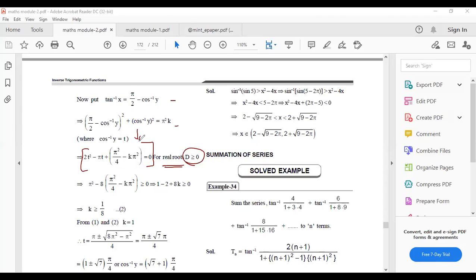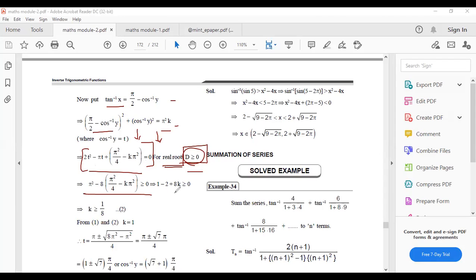If you're getting this quadratic equation, how did you get it? Simply, tan inverse x is replaced by (π/2 − cos inverse y), bracket square, plus (cos inverse y) bracket square, equal to π²k. Now, if you solve this quadratic equation, whatever quadratic equation you get, it should have real roots. To have real roots, the discriminant should be either 0 or greater than 0. So I have taken the condition as greater than or equal to 0.